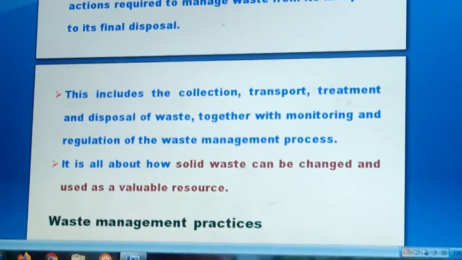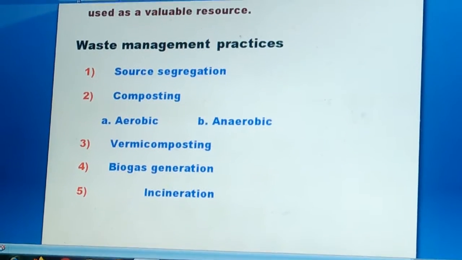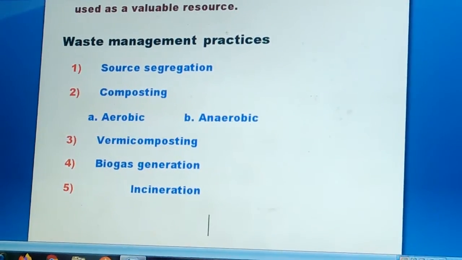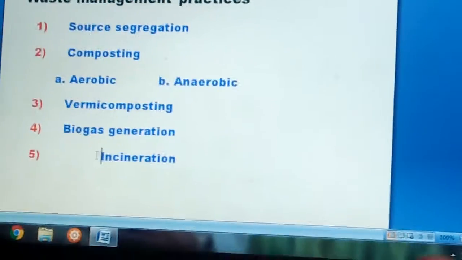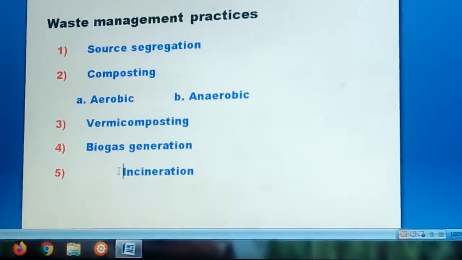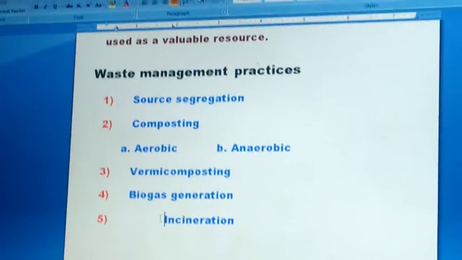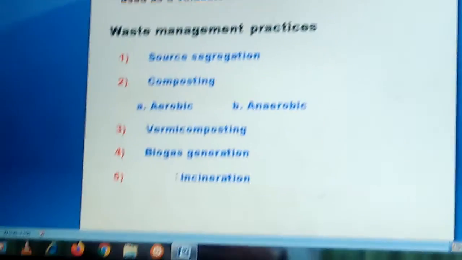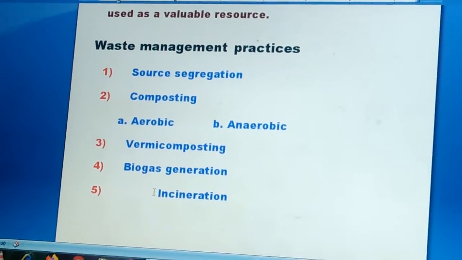Then waste management practices. Under waste management practices, we are seeing these topics: source segregation, composting. Composting is actually aerobic and anaerobic. Vermicomposting, then biogas generation, incineration. Incineration is nothing but burning. Biogas generation means from the waste we can get biogas. You can use this gas for cooking and all. Then vermicomposting, by this you are converting waste into useful fertilizer.